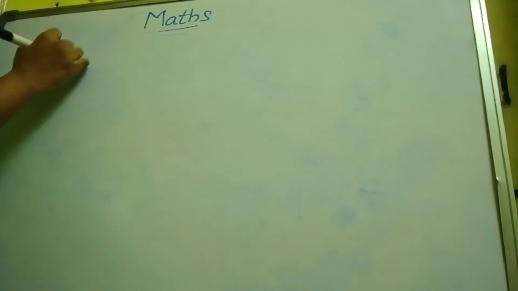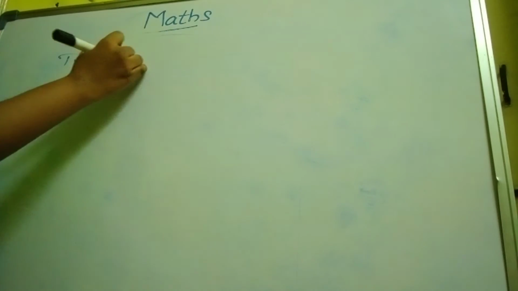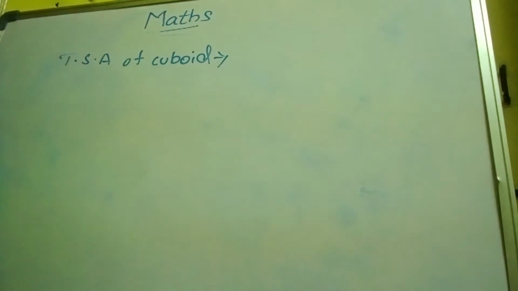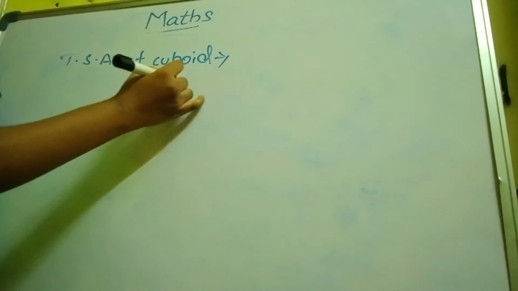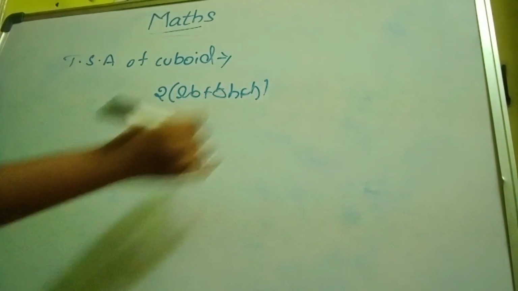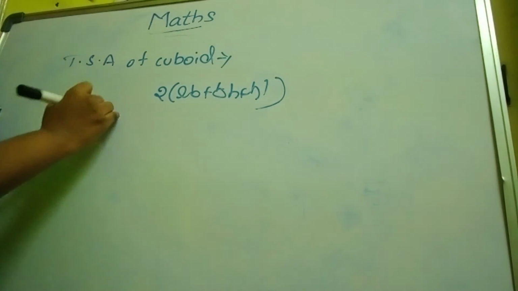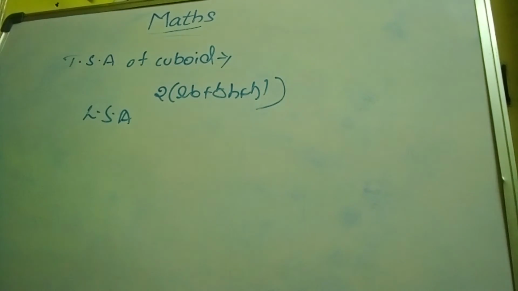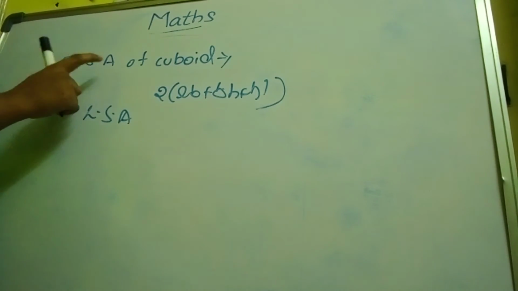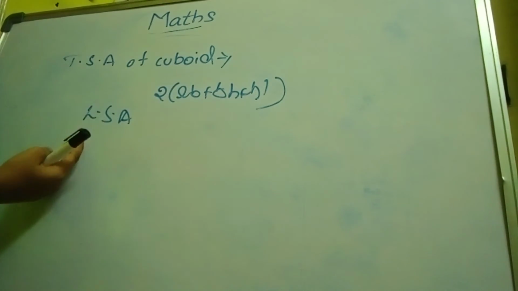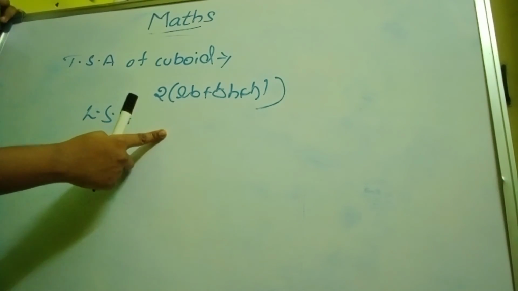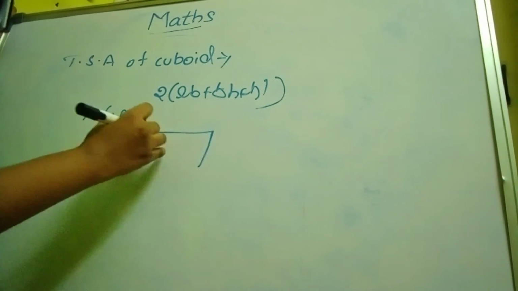Yes. Now we are going to see TSA of cuboid. So what is TSA of cuboid? 2 into LB plus BH plus HL. Okay? So what are TSA and LSA? TSA means total surface area of cuboid. LSA means lateral surface area of cuboid. Okay? Have you understood?